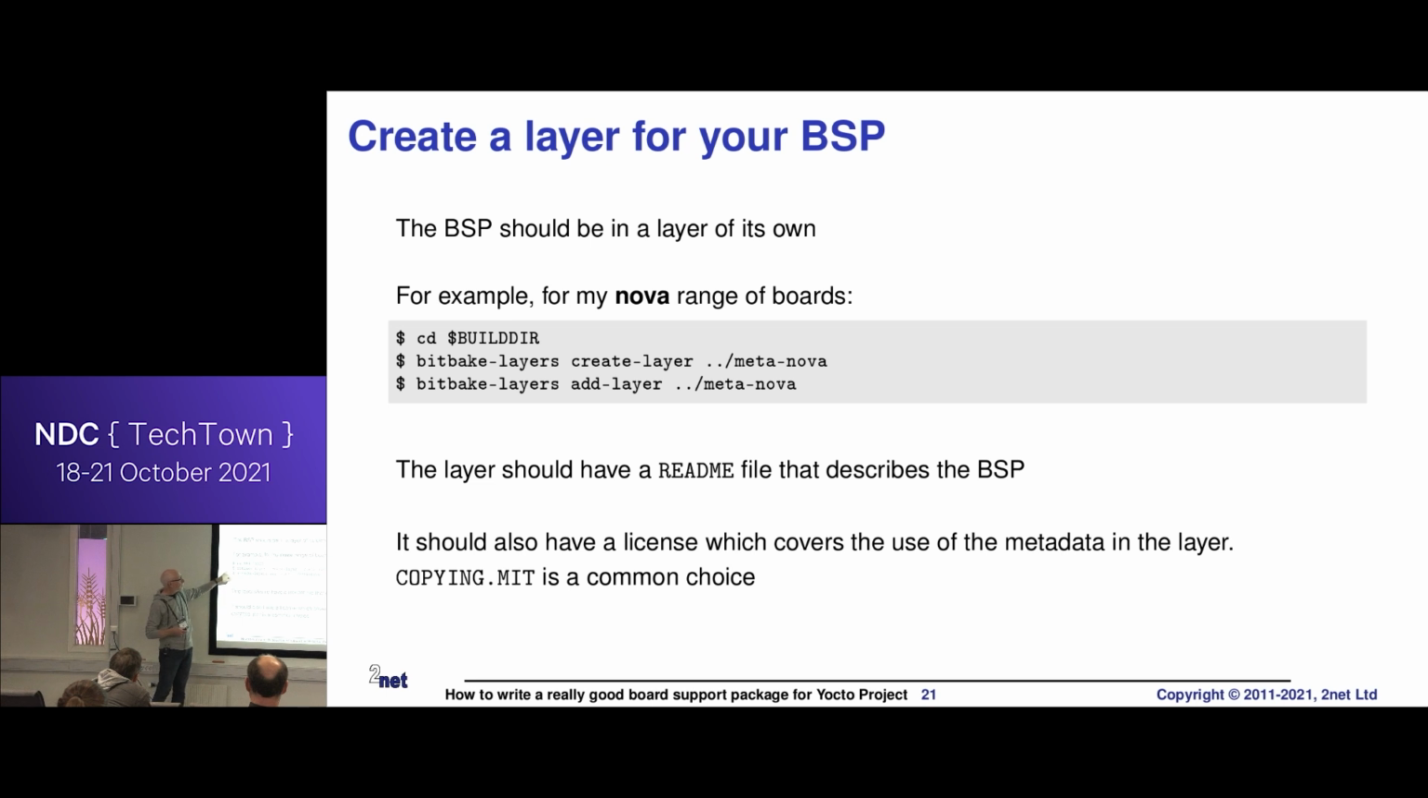When you do the create-layer, it will generate a template README file. It's good practice to actually put something sensible into that README file to explain what the layer is for, which boards you support, any other interesting stuff to anybody using this layer. And a license. Everything has to have a license, including the layer metadata. Most people choose an MIT license for the layer metadata, but of course you can choose whichever license you like.